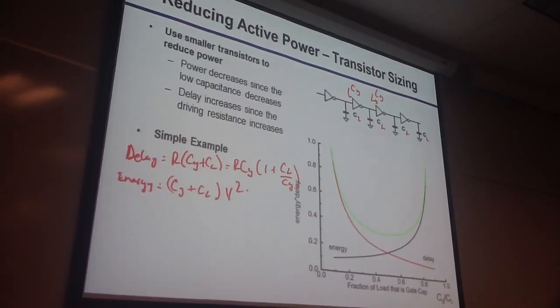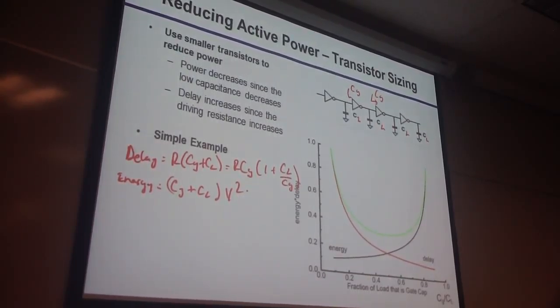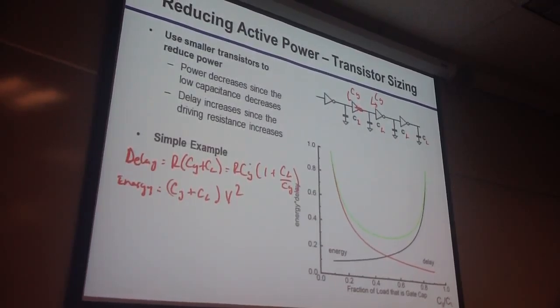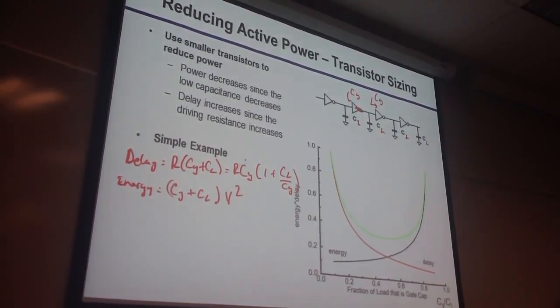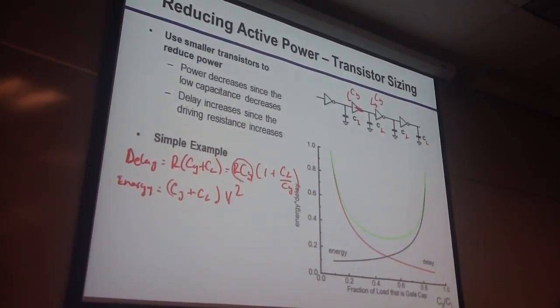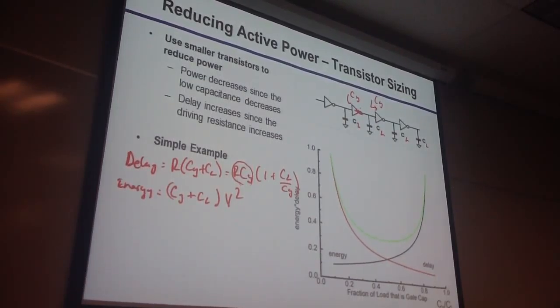So basically what happens is, if you look at here, if CG is very, very large, what happens to the resistance? Very small, right? So remember, when we talked about logical effort, there's two components. If CG is large, R is small, so this component doesn't really change, but what's going to change is this one. So the delay decreases, but what happens to energy? Energy increases, right?